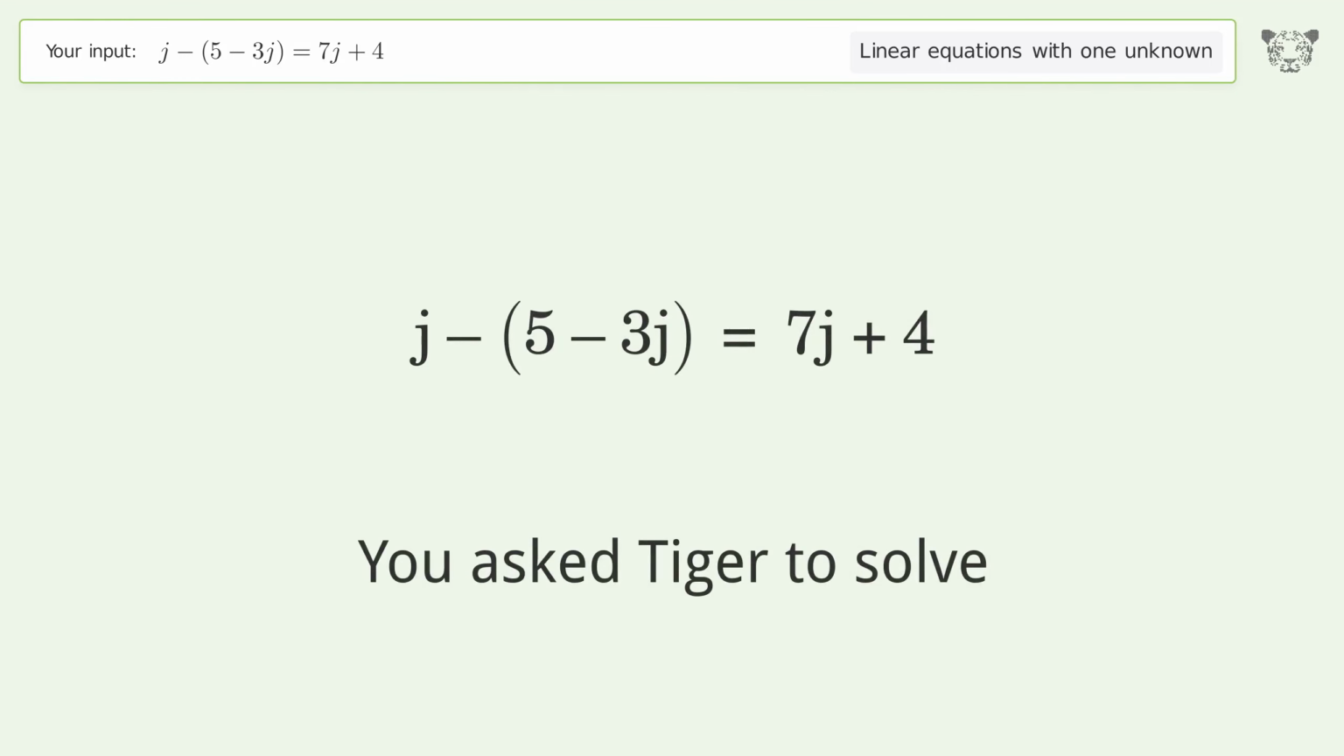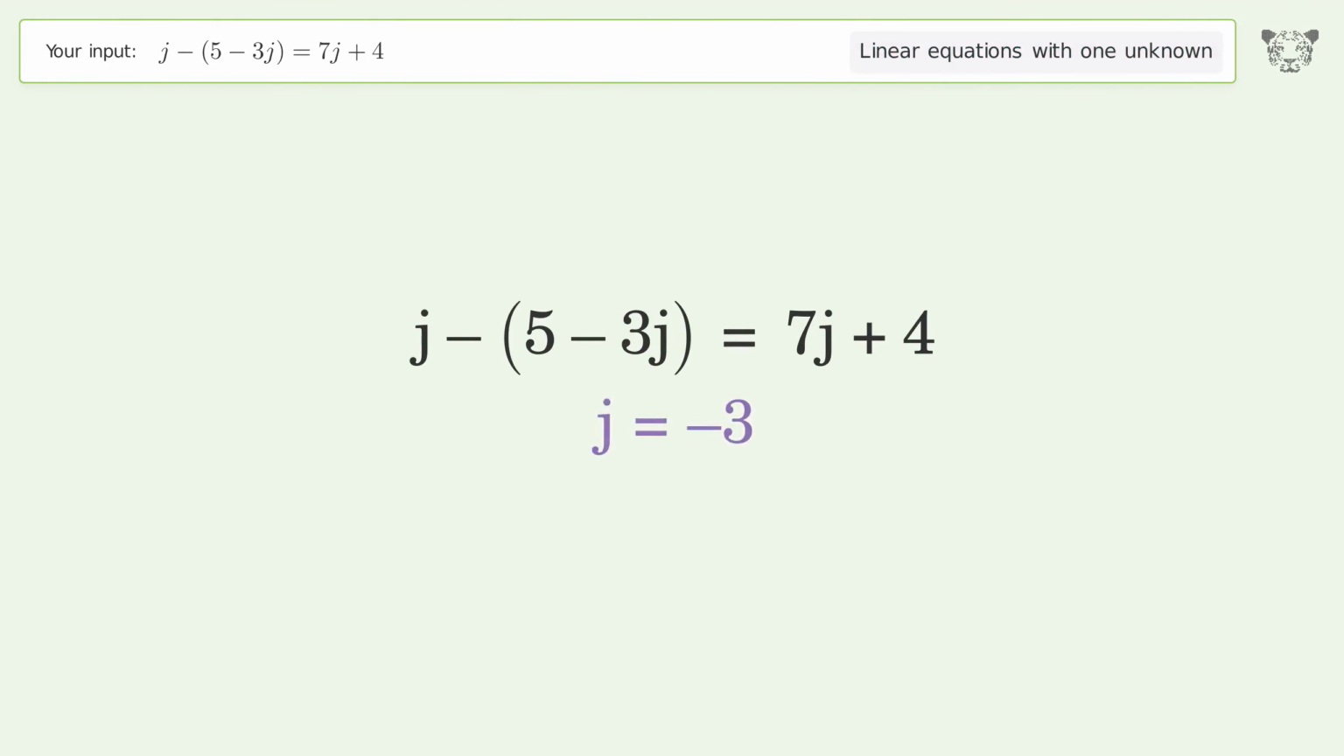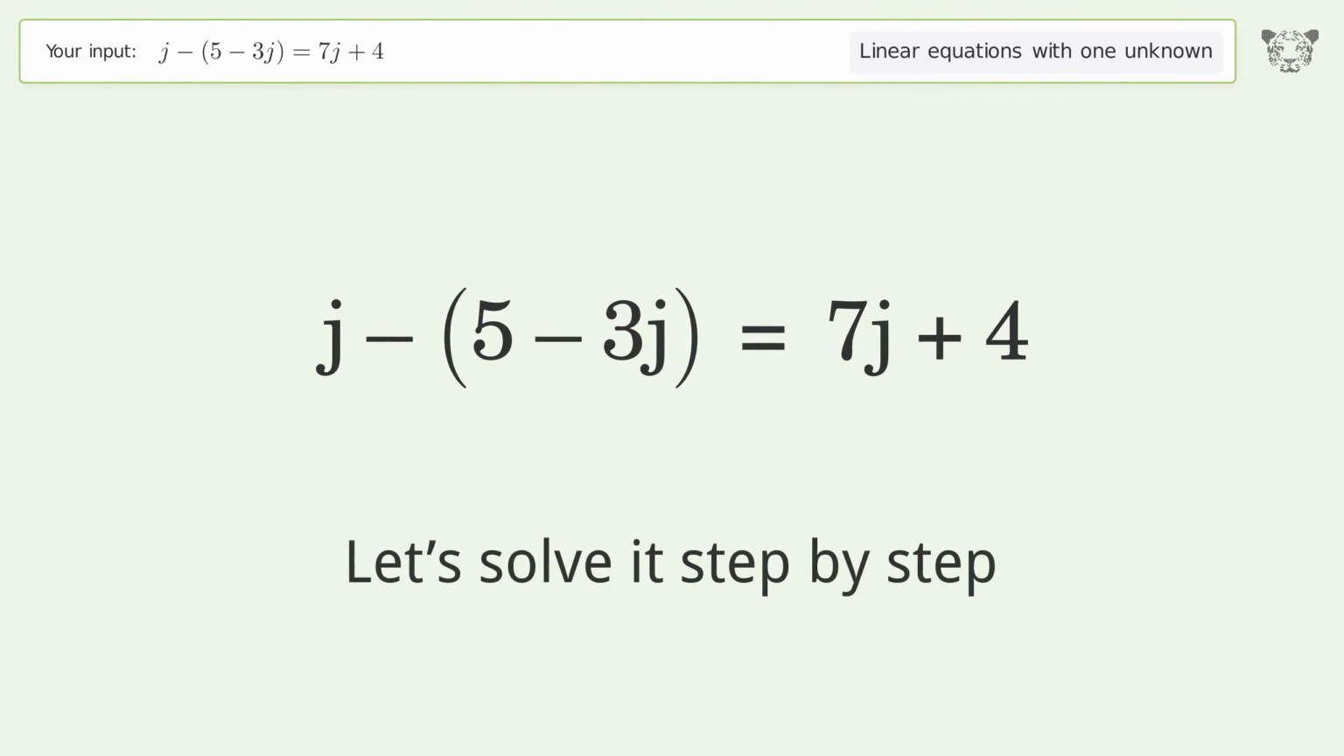You ask Tiger to solve. This deals with linear equations with one unknown. The final result is j equals -3. Let's solve it step by step.